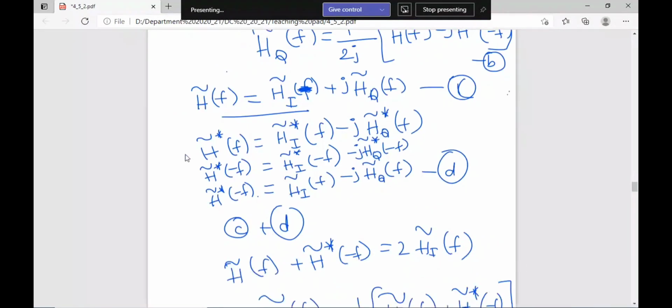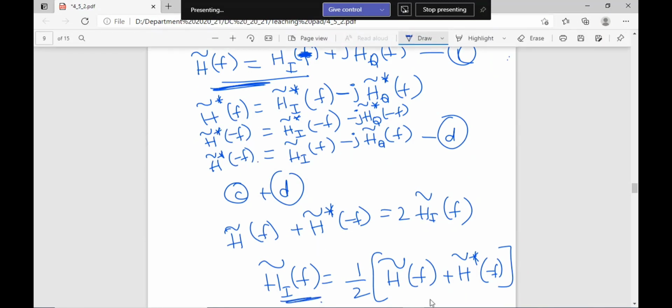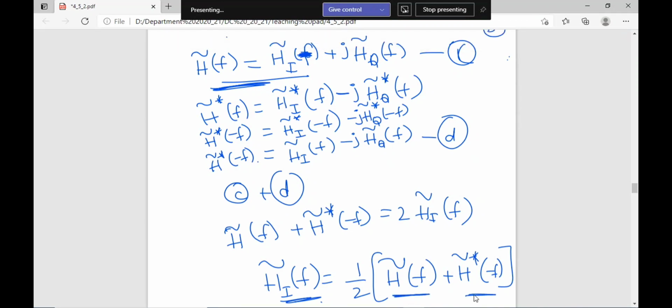To prove that, I've taken the initial equation written in the in-phase and quadrature component form: h tilde of f is h_I tilde of f plus j h_Q tilde of f. Here I have taken the complex conjugate on both sides. When I take the complex conjugate, I will have minus j h_Q tilde star of f. Now I want h tilde star of minus f. Only when I take this will I get h_I of f in terms of h tilde of f and h tilde star of minus f. That is the reason I'm doing it this way.